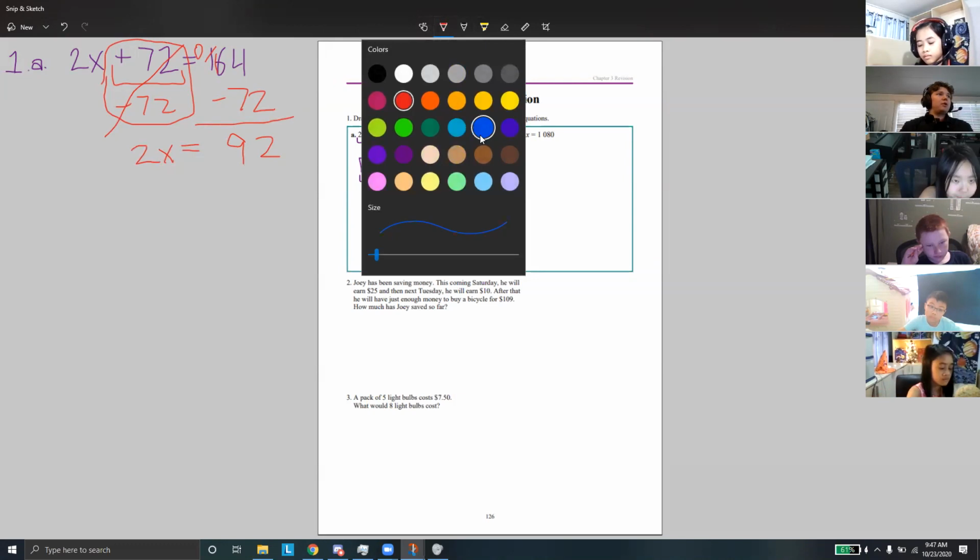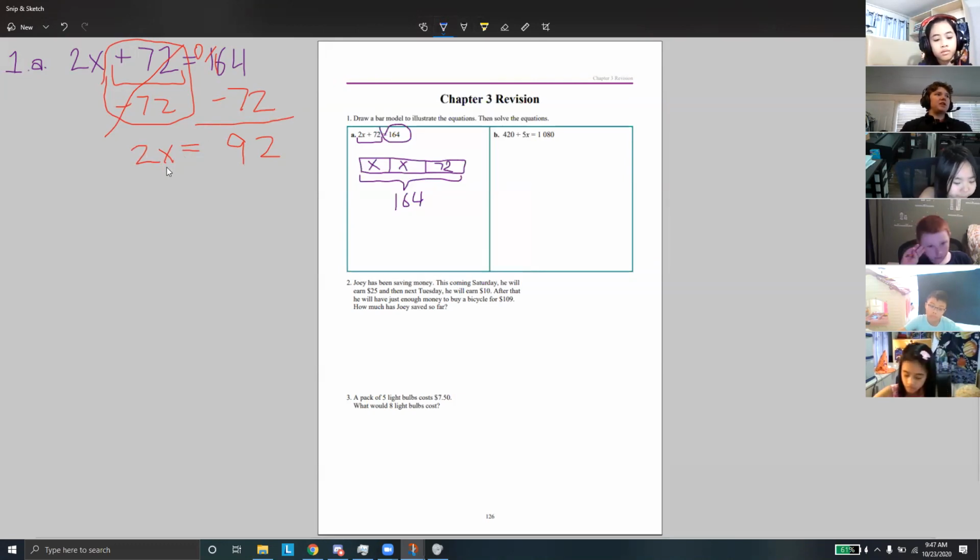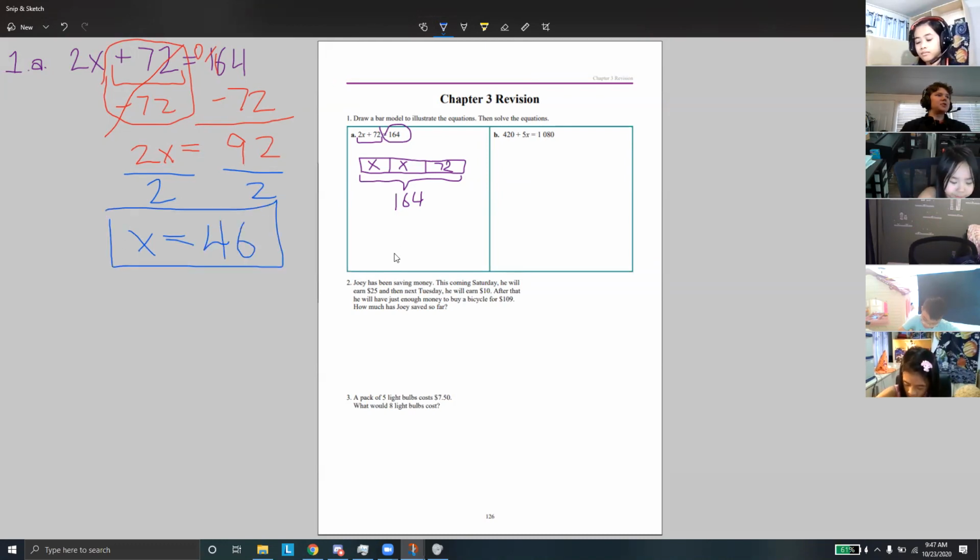And so we want to get rid of this 2 times x because we just want the x alone. So to get rid of that 2 times x, the opposite of times 2 is divided by 2. So we're going to do divided by 2 both sides. X equals, anyone have this one in their head? 92 divided by 2? Is 46. 46. Good. Okay. So that's first answer.